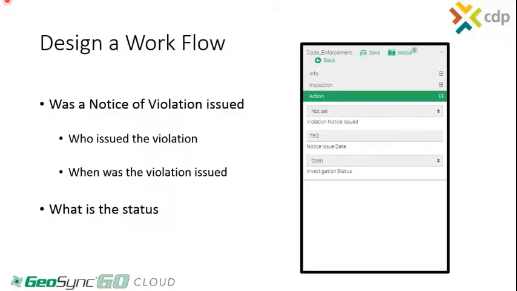Then we have a third page on actions. So, in this case, we want to know, was a notice of violation issued? If an inspector goes out and says, yes, this is a violation, did the officer issue a violation? And if so, when it was issued and who issued it? Then we'll also want to know the status of the investigation, if it's open or closed, particularly for the codes officers in the field. That way they can have a map of just the open investigations that they need to deal with. Readily available, have that information readily available.